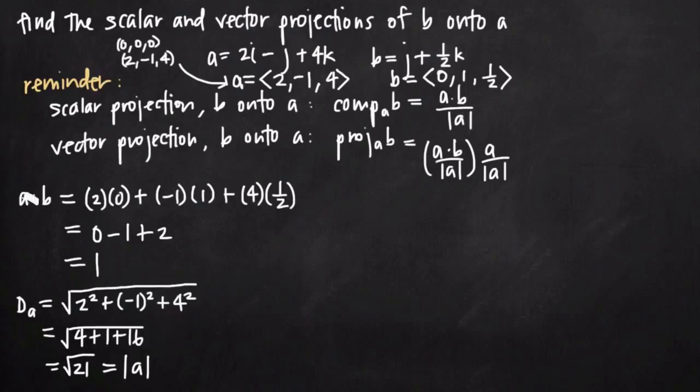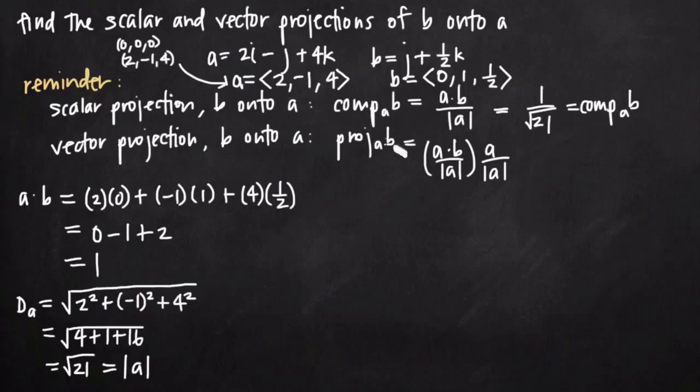Now we have the dot product of a and b, and we have the magnitude of a. That's everything we need to find the scalar projection of b onto a. So we can say that this is equal to the dot product of a and b, which is 1, divided by the magnitude of a, which we know to be root 21. This is our scalar projection of b onto a, also written as the component of b along a, like that. Now all we need is the vector projection of b onto a, and since we already have the scalar projection, that's going to be really easy to find.